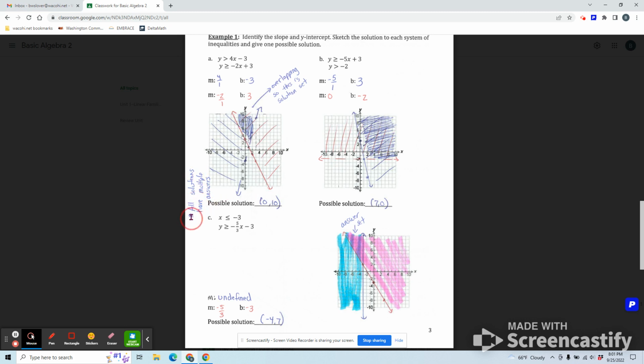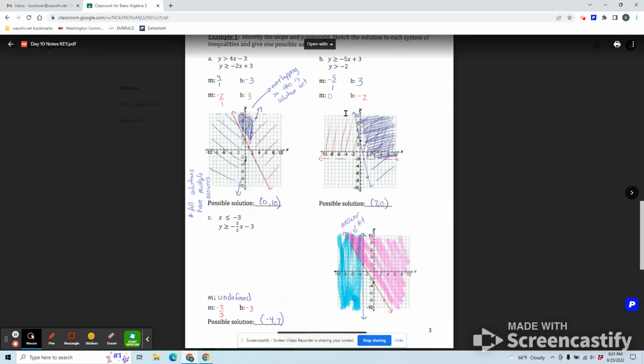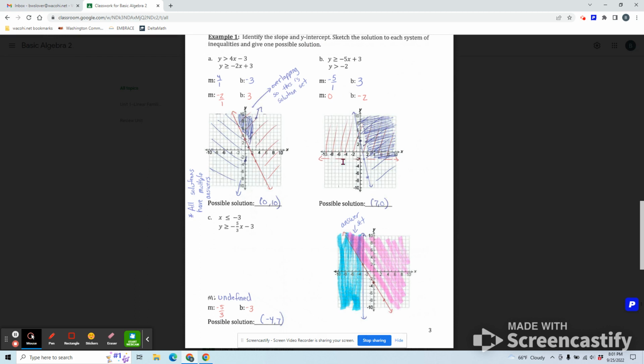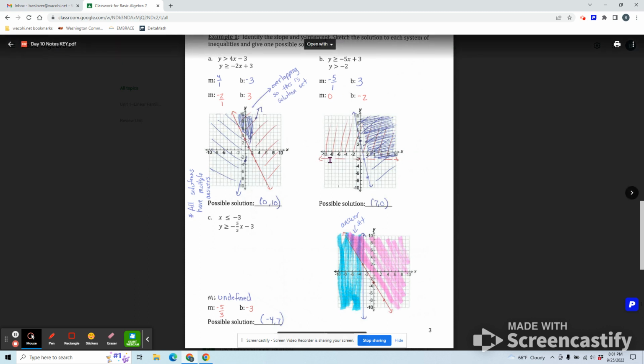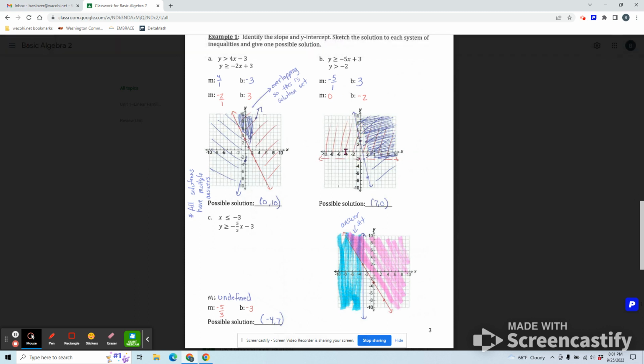which is what it says right here. All solutions have multiple answers. I'm just picking one. For letter B, I do have a horizontal line. So that's why I have a horizontal line here at -2. It says greater than, so I'm just thinking logically, greater than is above. And here is my solution set. Any ordered pair in here is going to make both inequalities true.